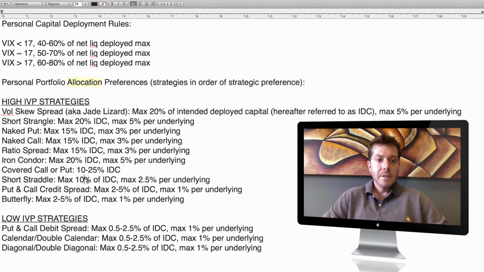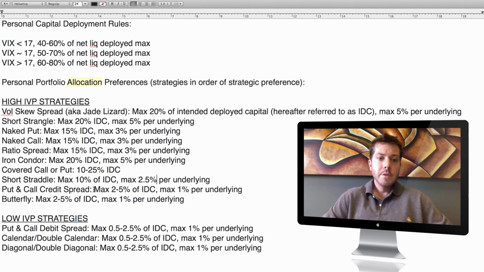Short straddle, max 10%, and max 2.5 per underlying. So this is generally a slightly more capital intensive strategy as well, but I don't like it as much because the probabilities of success are generally significantly lower than these higher probability strategies at the top of the list. So I don't like to give myself as much exposure, and I don't like to expose as much per underlying.